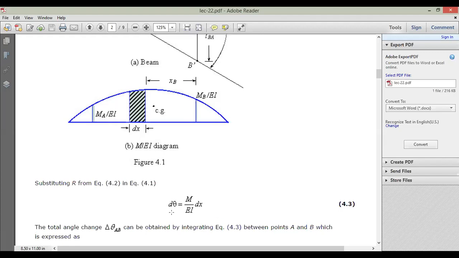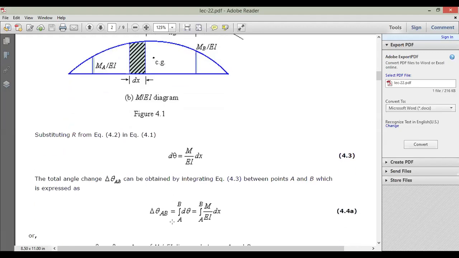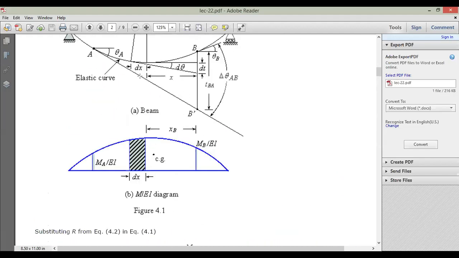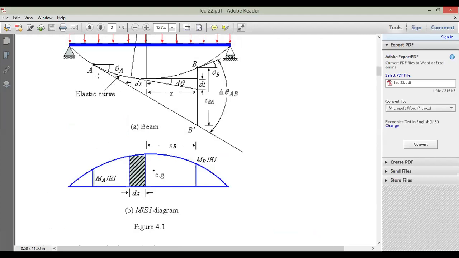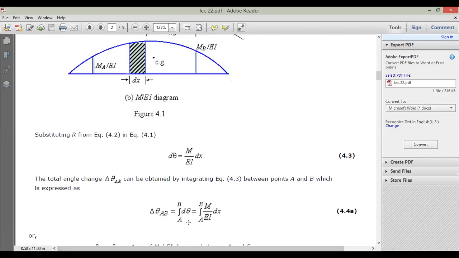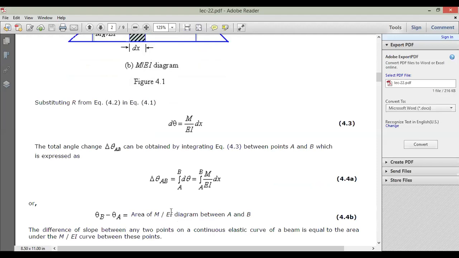Once we have this elemental angle d theta, we substitute and integrate from A to B, so that the result can be applied to the whole element. First we found the elemental d theta, and this can be integrated from A to B in order to find the total deflection. So we integrate d theta from A to B over the range. Substituting the value of d theta, M by EI into dx, and integrating, we find the angle.